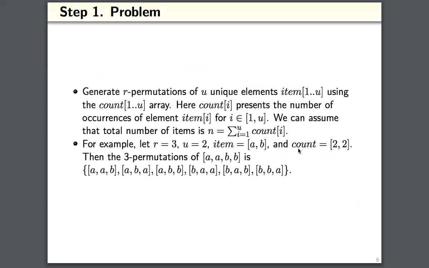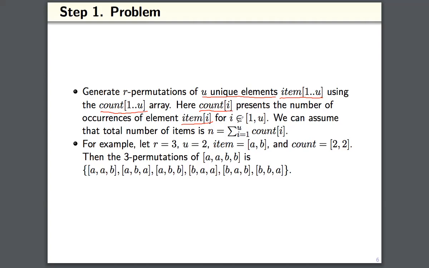Permutations. Okay, so here is your problem. You are given a set of items, item of 1 to u. These are unique elements. Item 1 can appear count 1 number of times. Item 2 can appear count 2 number of times. Item i can appear, or can repeat, or can occur count i number of times. Those are the number of instances of that element that you can use.